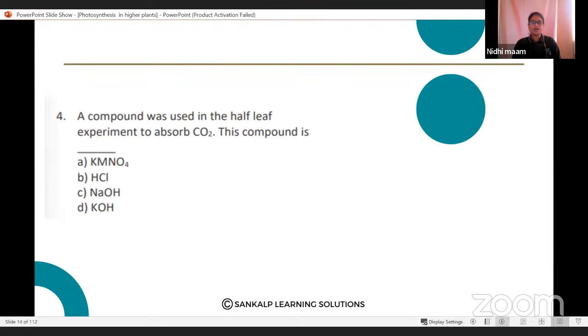Next question. A compound was used in the half-leaf experiment to absorb carbon dioxide. In the half-leaf experiment we use a compound to absorb the carbon dioxide released. Which compound is it? KMnO4, that is potassium permanganate, HCl hydrochloric acid, NaOH sodium hydroxide, KOH potassium hydroxide.